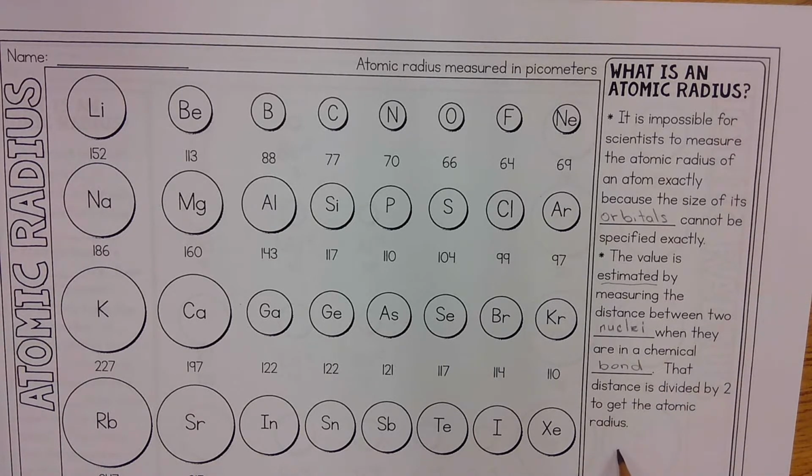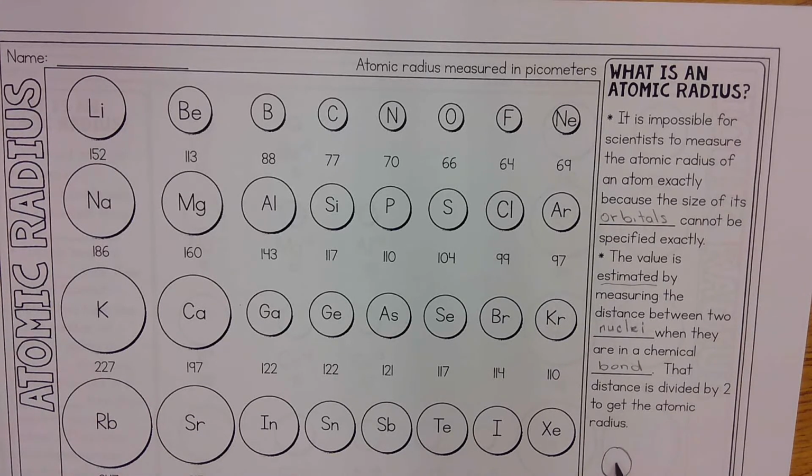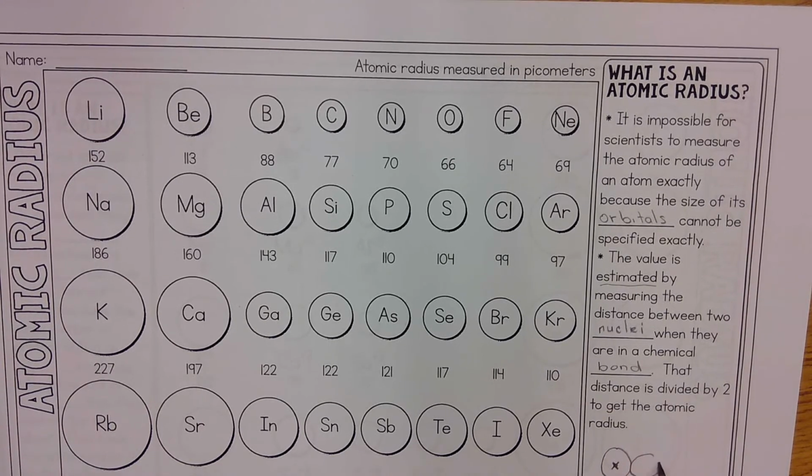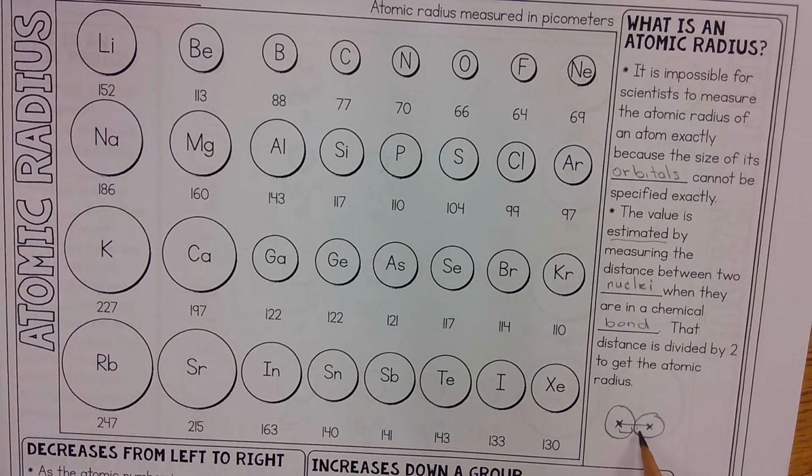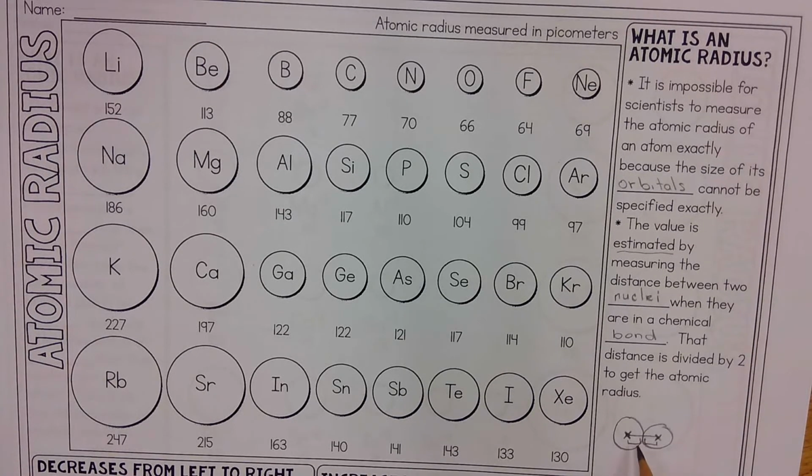So if you have one atom here and there's the nucleus, we'll make it an X, and you have another atom here and there's the nucleus, they can measure this chemical bond distance. Then if they divide it in half, that gives them the radius of each of the atoms from the nucleus to the outer edge. So that's how that is done, since they can't measure this small of a distance.